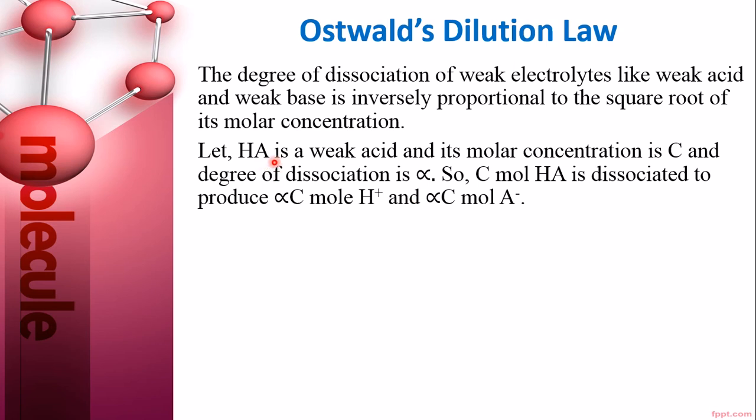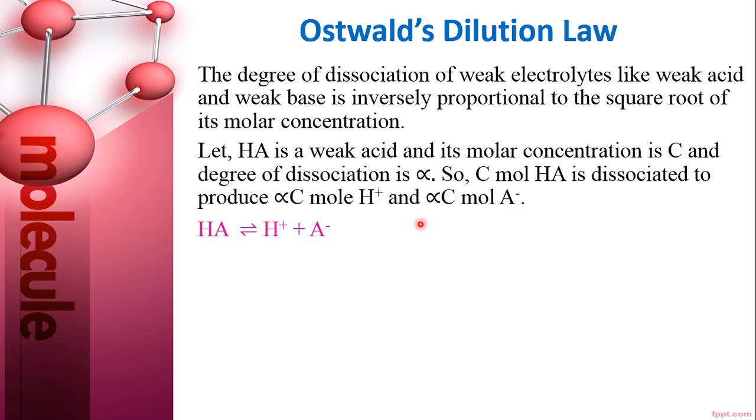Now look, HA is a weak acid. For strong acid, from 1 molar acid, we get 1 molar hydrogen ion. But weak acid will not give the same amount of hydrogen ion after dissociation. Its degree of dissociation is given alpha. So from 1 molar acid we will get alpha molar hydrogen ion and alpha molar A minus ion. But here the concentration is C. So from C mole HA we will get alpha C mole hydrogen ion and alpha C mole A minus ion.